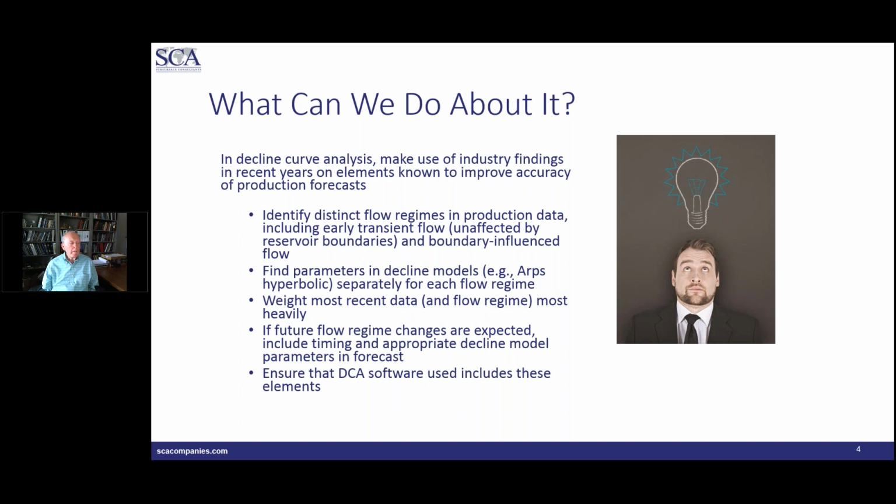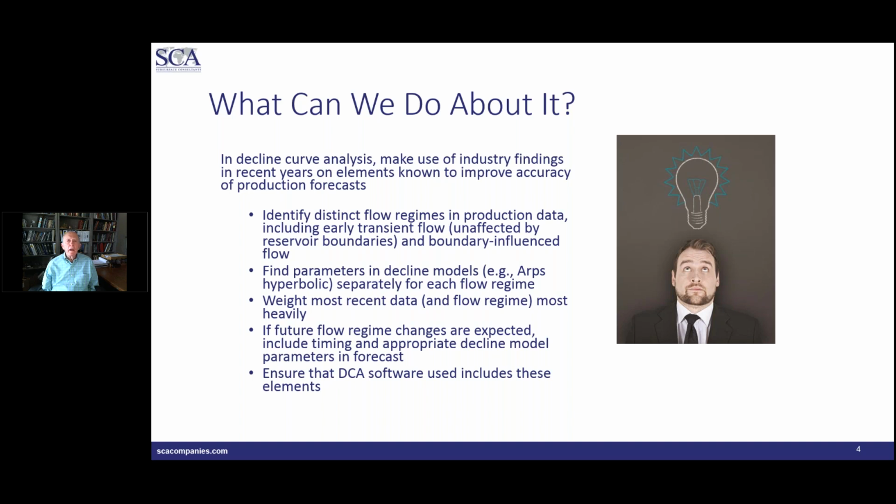of our well. All right, the next step then is to find parameters in our decline models. Most people use the Arps Hyperbolic decline model, so that's what we'll discuss here today. But we need to find those parameters separately for each flow regime rather than try to fit all the available data with a single model. When we have difficulty in identifying where we are, it is important to weight the most recent data and therefore the most recent flow regime most heavily in our analysis.